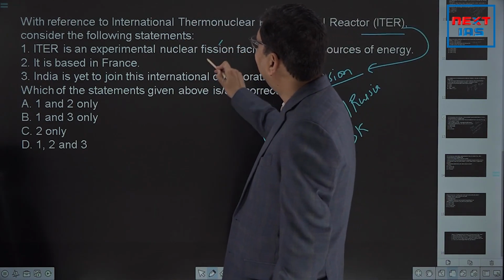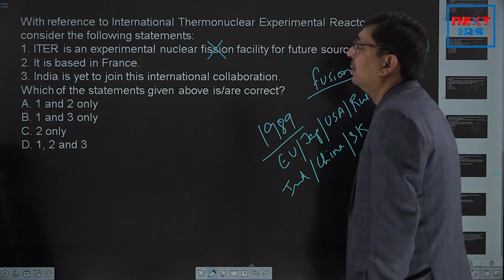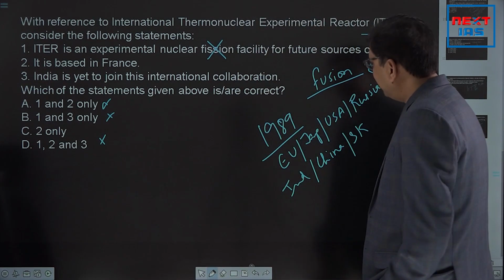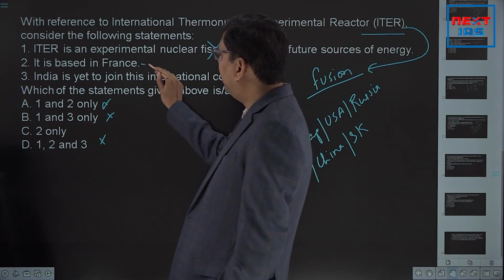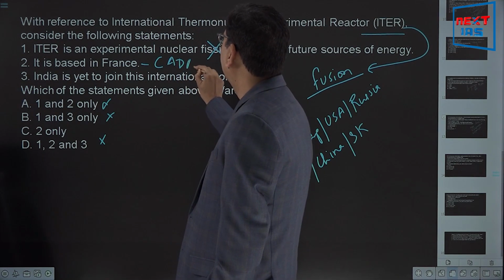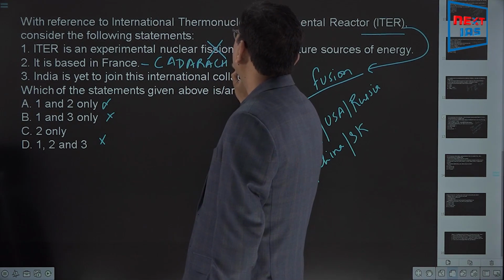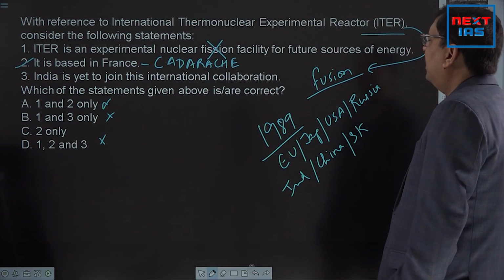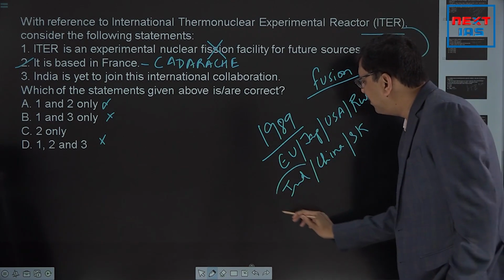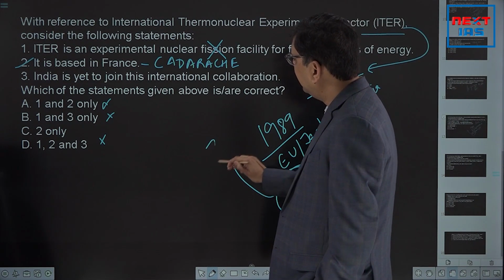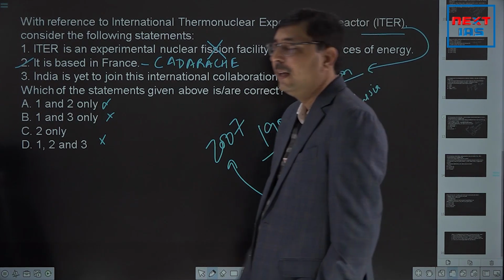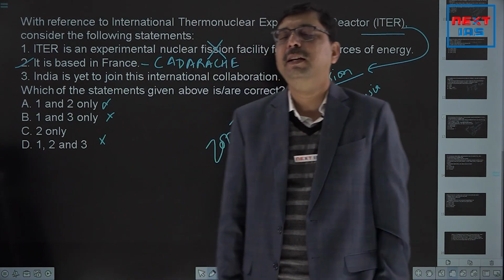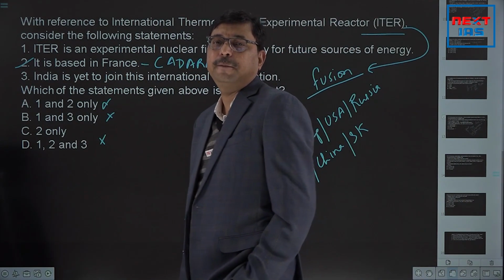So if the first is incorrect, then this cannot be the answer. It is based in France. Yes, it is coming up at a place called Cadarache in South France. So this is right. India is yet to join this international collaboration. No, India is a member. India became its member in the year 2007. Rather, ITER was the first international scientific project where India joined as a full-fledged partner.